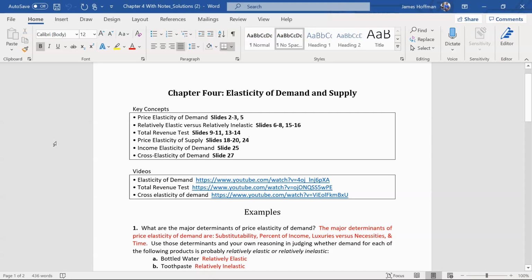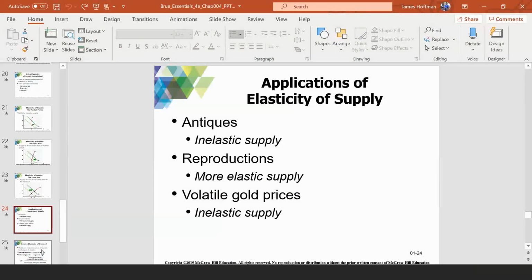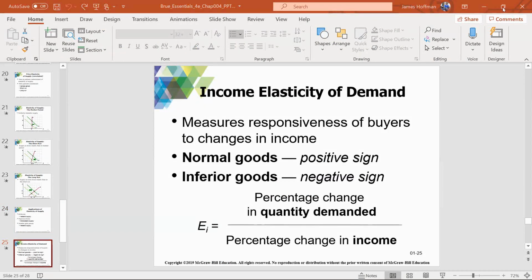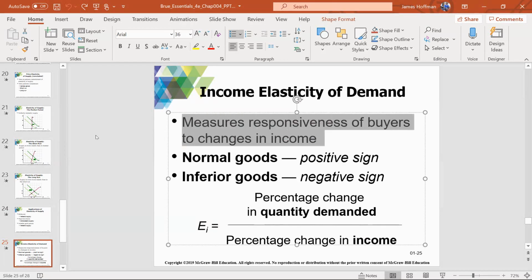All right, next, couple more types of elasticity that we need to look at. So slide 25, let's look at the income elasticity of demand. Okay, so this measures the responsiveness of buyers to changes in income. And so we remember in last chapter for supply and demand, we talked about normal goods and inferior goods. So normal goods, when you get more income, you buy more of it, and inferior goods are the opposite direction.